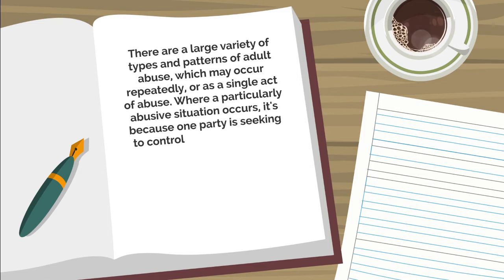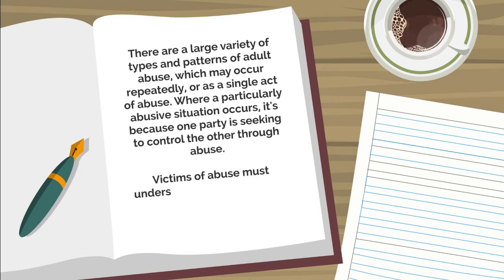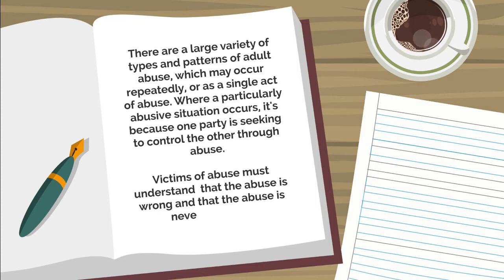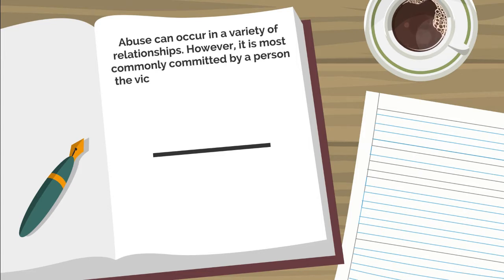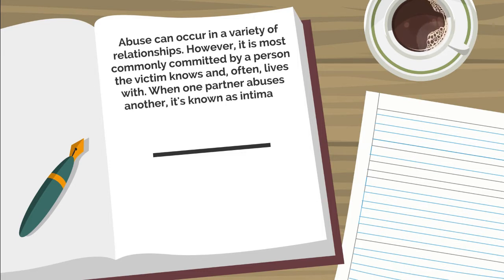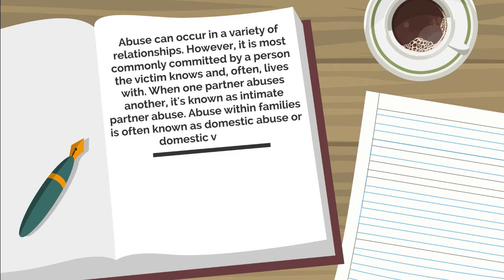Where a particularly abusive situation occurs, it's because one party is seeking to control the other through abuse. Victims of abuse must understand that the abuse is wrong and that the abuse is never their fault. Abuse can occur in a variety of relationships. However, it is most commonly committed by a person the victim knows and often lives with. When one partner abuses another, it's known as intimate partner abuse. Abuse within families is often known as domestic abuse or domestic violence.